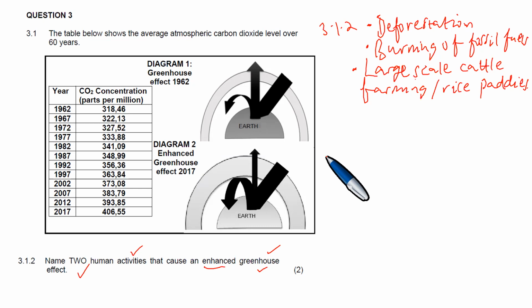It becomes naked. So that also enhances the greenhouse effect. Those are the human activities that were needed, two, but we gave three: deforestation, the chopping down or removal of trees, the burning of fossil fuels, and also large scale cattle farming. Those are the human activities that contribute to the greenhouse effect.